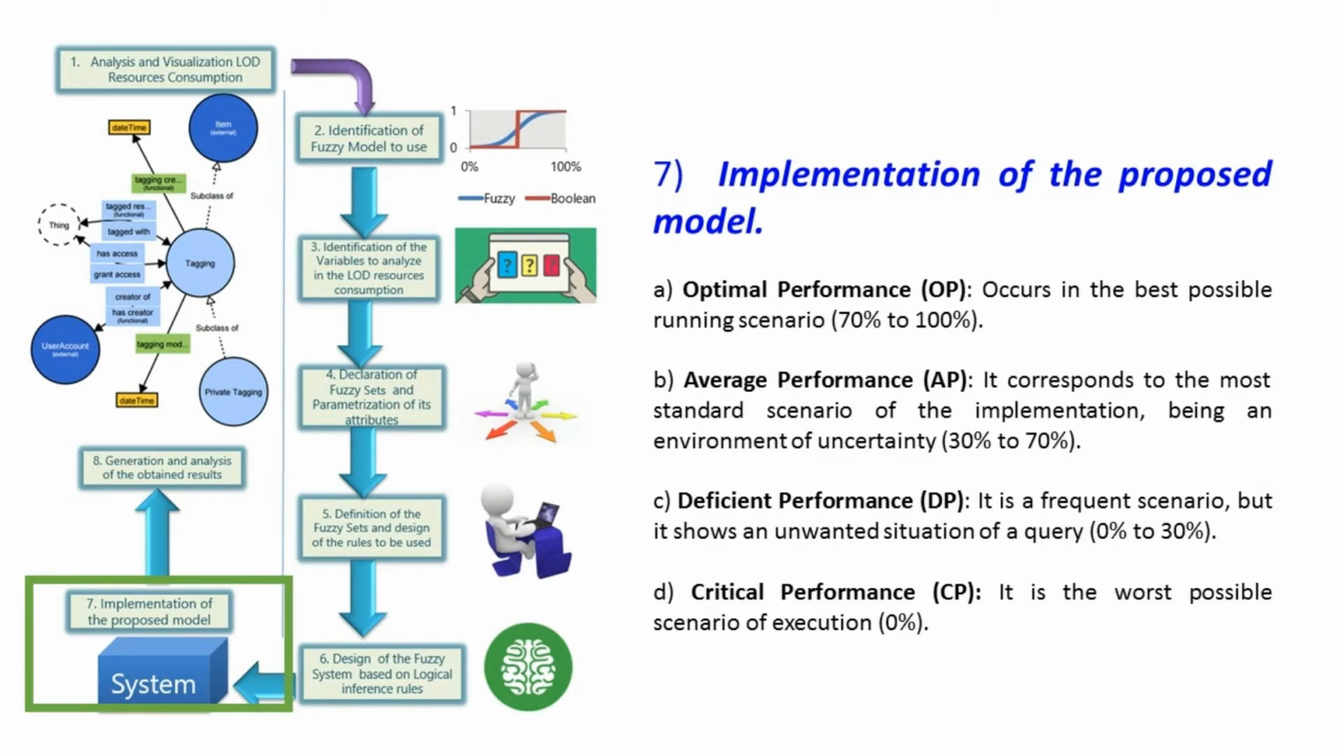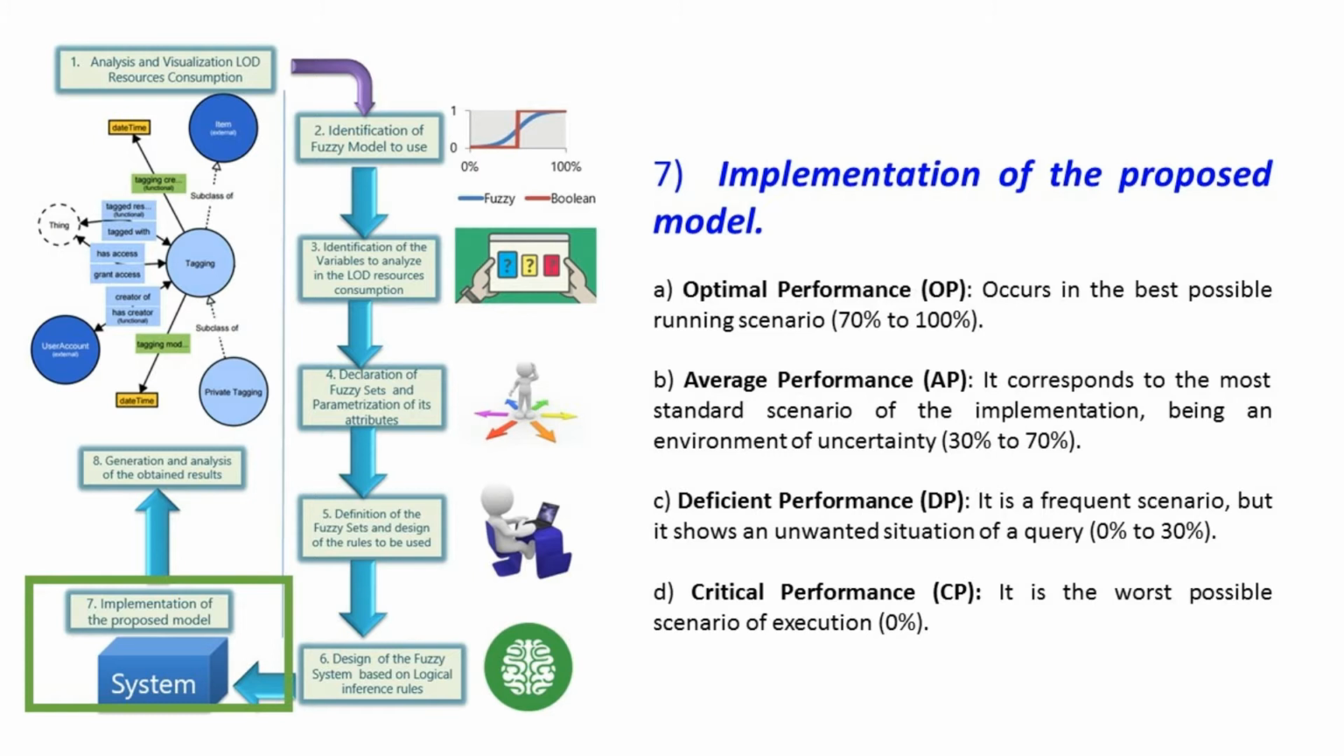Considering the use of the antecedents in the system to grant a decision, in the implementation we classified the result of the consequent in 4 categories. Number 1, optimal performance. It is the best possible running scenario. This performance scenario could be considered the ideal scenario in a load resource consumption environment. Number 2, average performance. It corresponds to the most standard scenario of the implementation, being an environment of uncertainty. This performance scenario is the most commonly known when consuming load resources. It denotes that they need a defined level of trust for consumption.